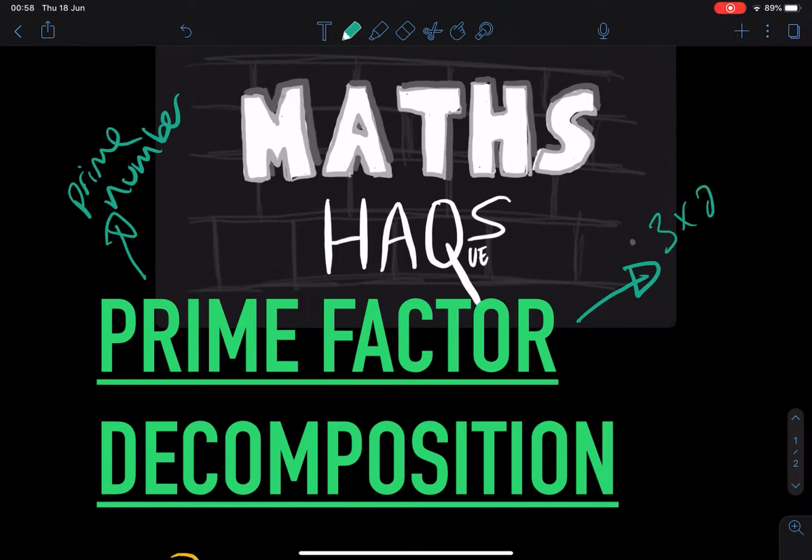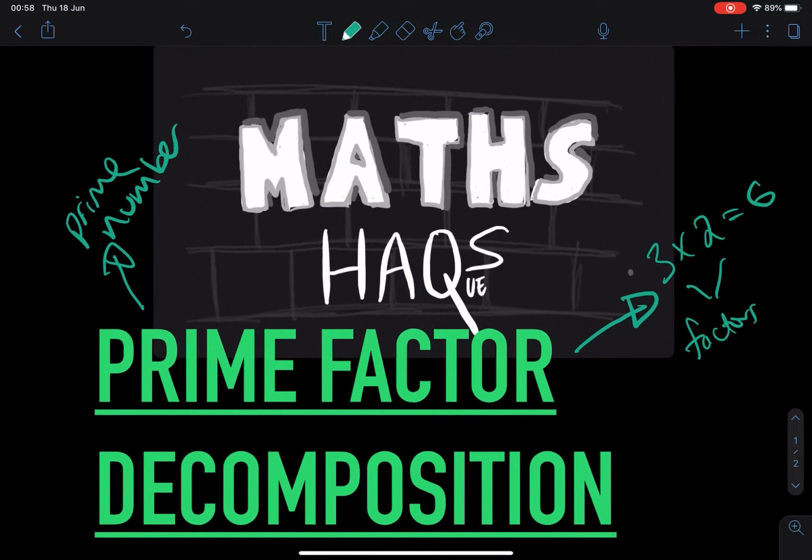So 3 times 2 is equal to 6. Therefore, 3 and 2 are factors of 6. So it's numbers that multiply into another number. And when you decompose something, it breaks down. So it's basically when you break down into factors that are specifically prime numbers.